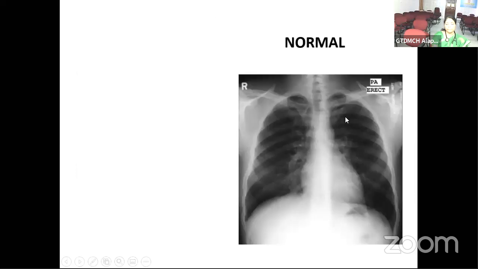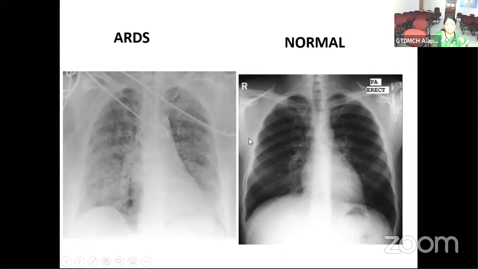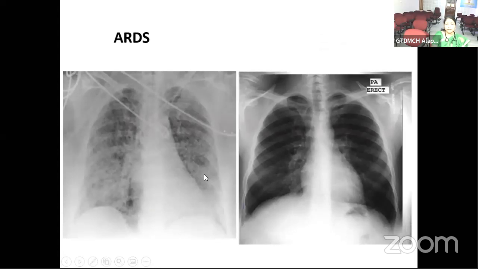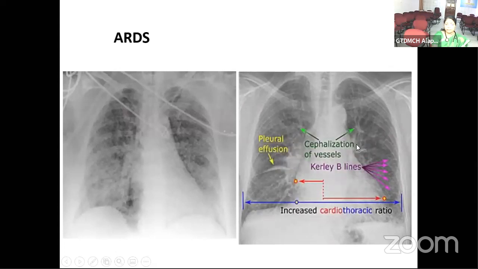So how will you differentiate? This is a normal X-ray. You can see that the vascular markings are more towards the lower areas and less towards the upper zone. In ARDS, you can see that there are bilateral diffuse infiltrates. But in cardiac failure, you can see that the vascular markings are more towards the upper zone. This is known as redistribution of vascular markings, and it is called cephalization. This will be present in left heart failure, not in ARDS.